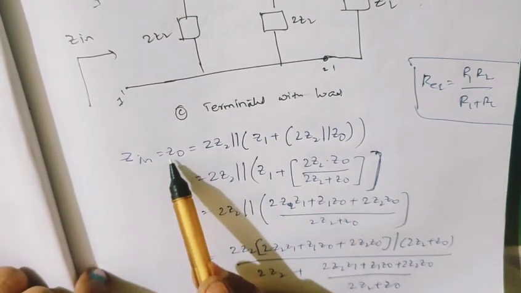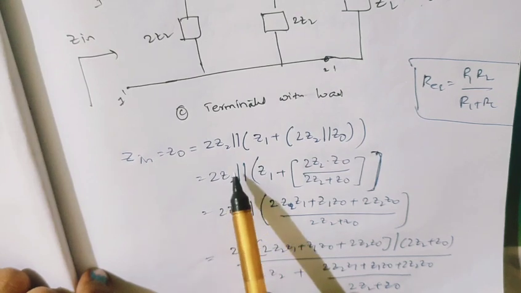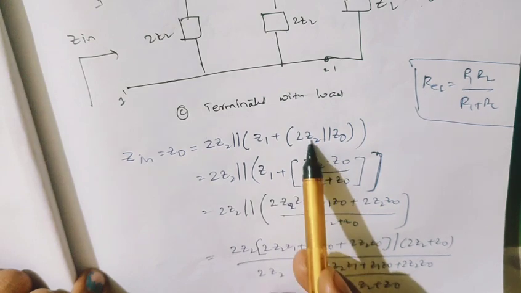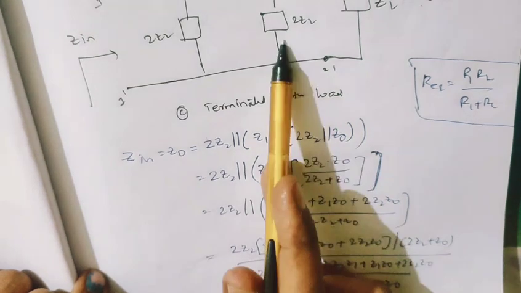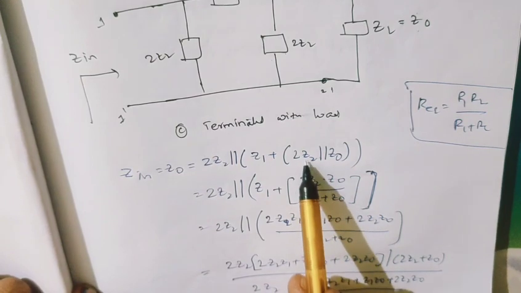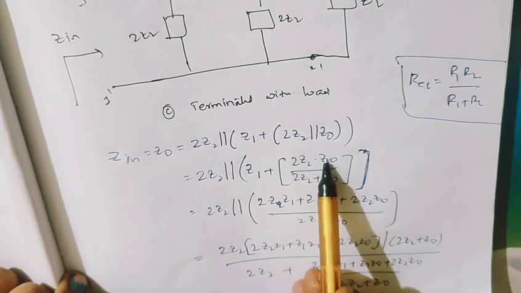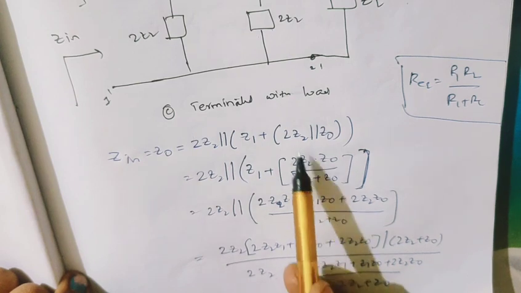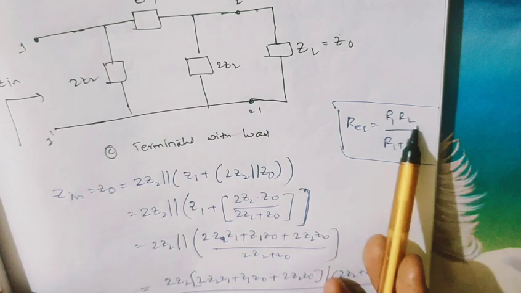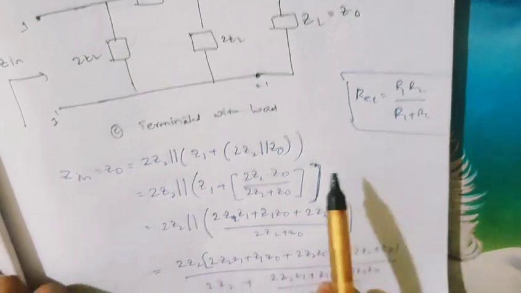Now let's calculate the total characteristic impedance value. Here this 2Z2 is in parallel with Z1, and this is a parallel combination of 2Z2 and Z0. Therefore the calculation becomes 2Z2 into Z0 by 2Z2 plus Z0. This is just like your resistance values, R1 R2 by R1 plus R2.